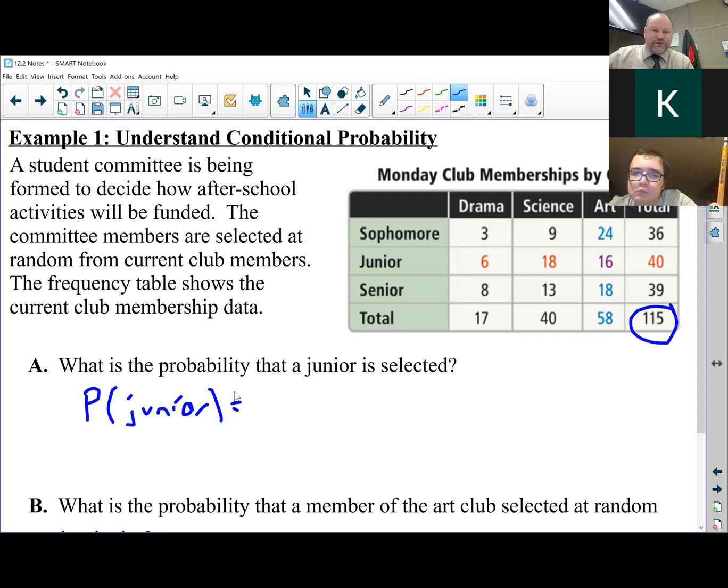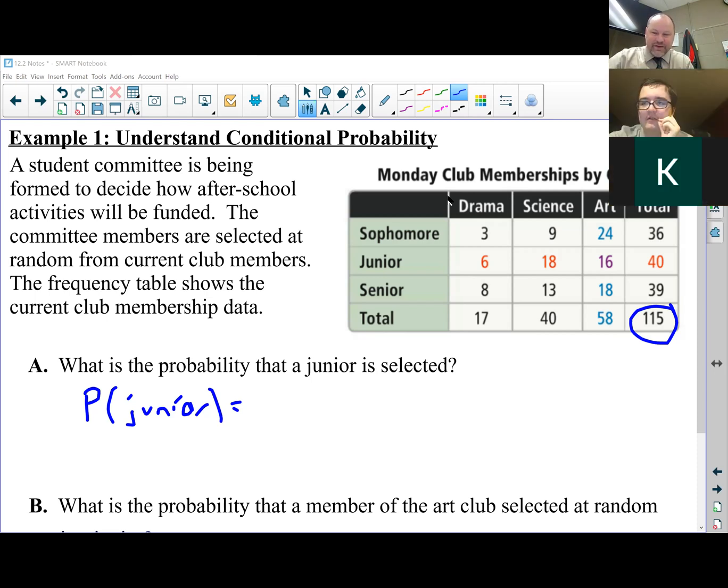So how many total students do we have? Iman, that's actually going to be the next question that I ask. But go ahead, Shane. 115. Right. There we go. And of those 115, as Iman chatted to me, 40 would be juniors.